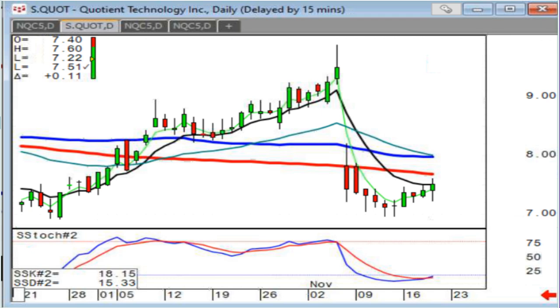Would you wait till it gets over the 50 since the T-line is so close to it? No. We're not buying the 50. If you're buying it, I would be ready to buy it and then just see what happens once it gets to the 50.